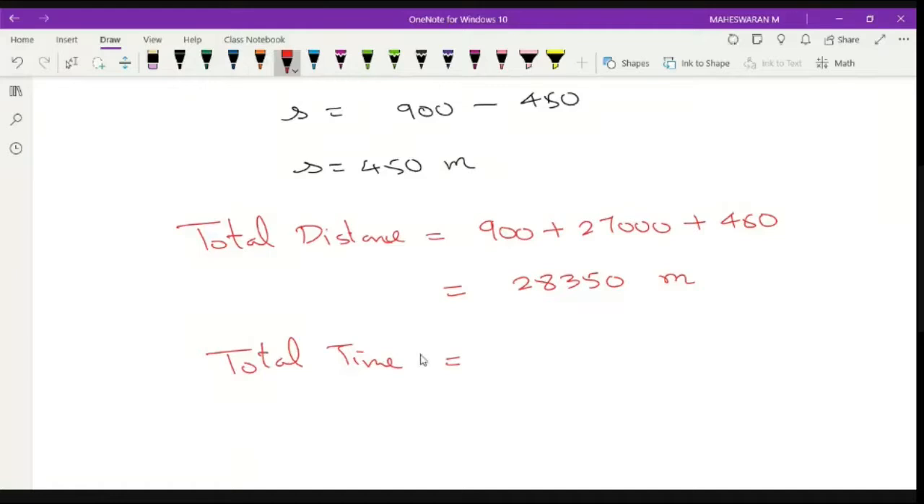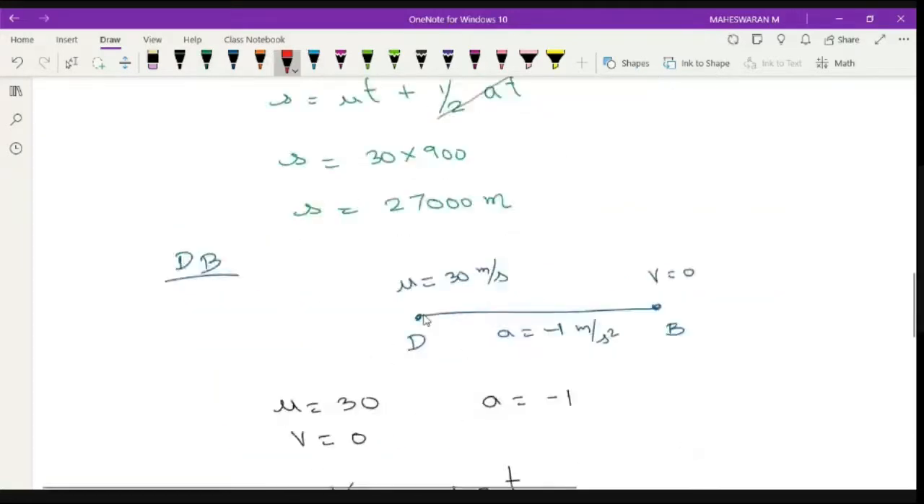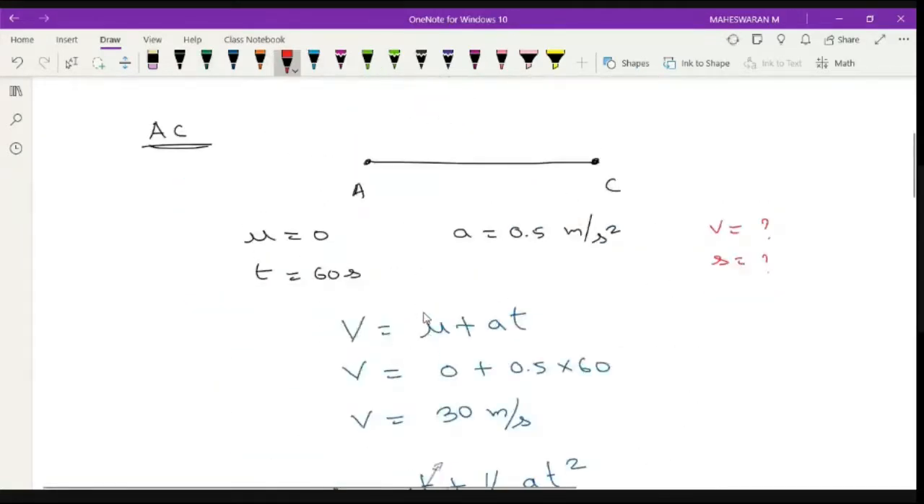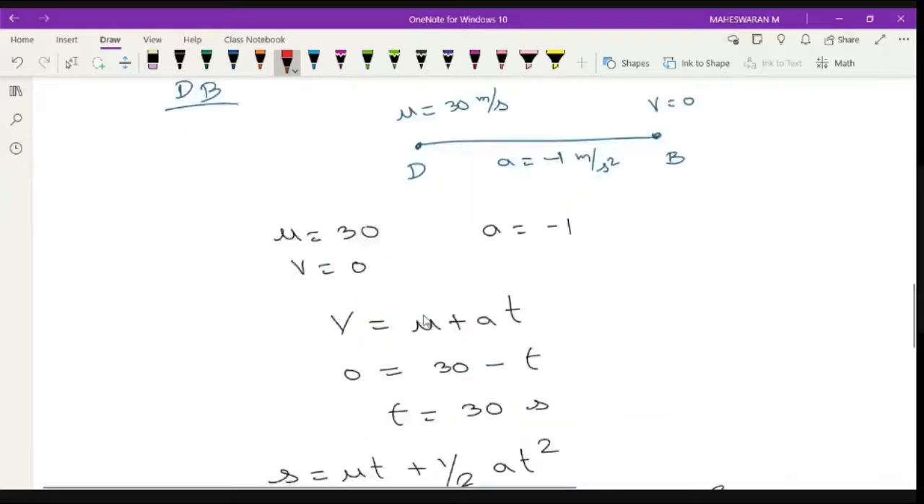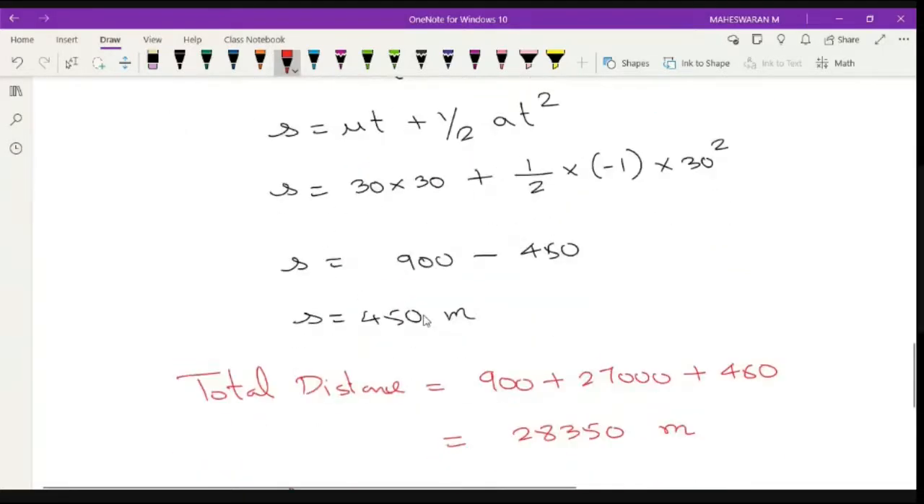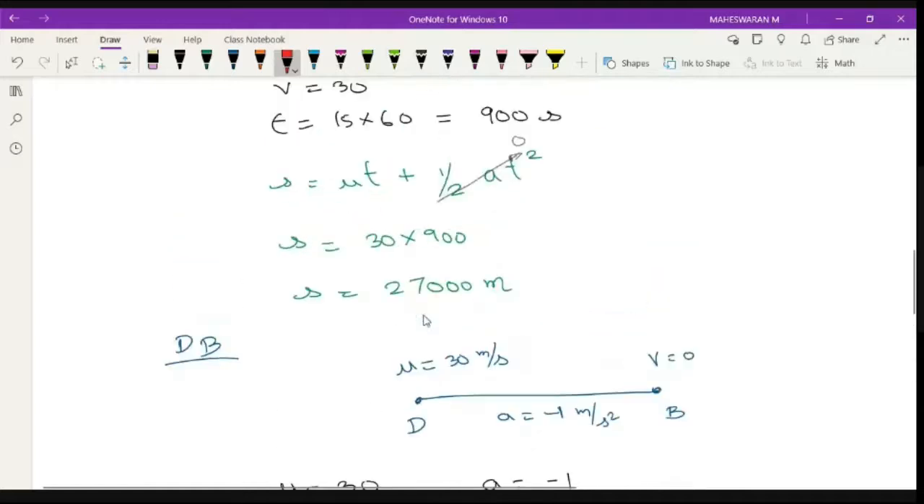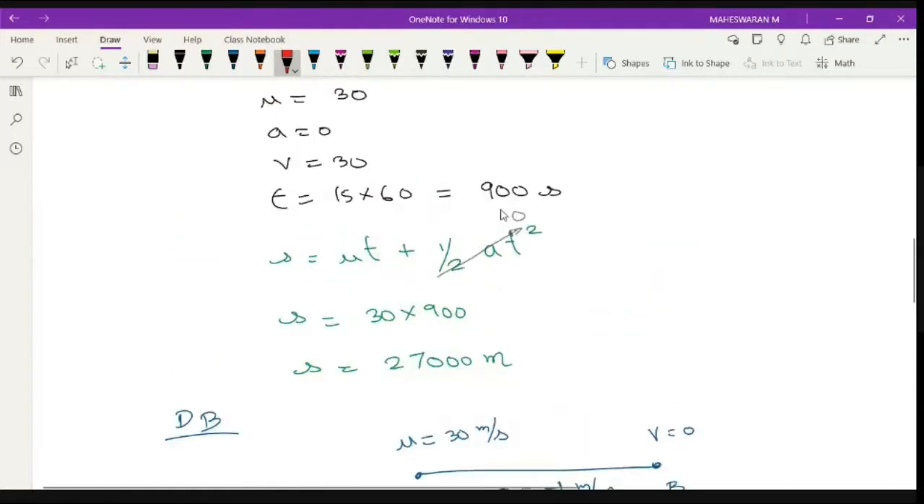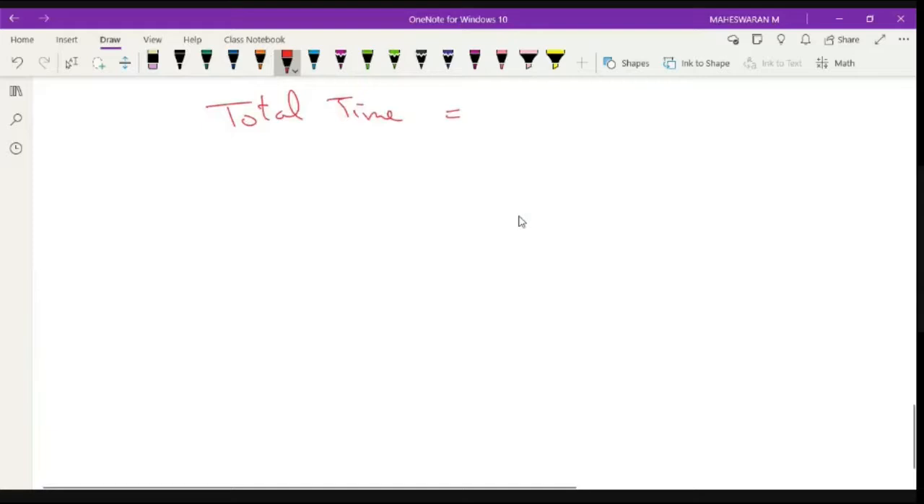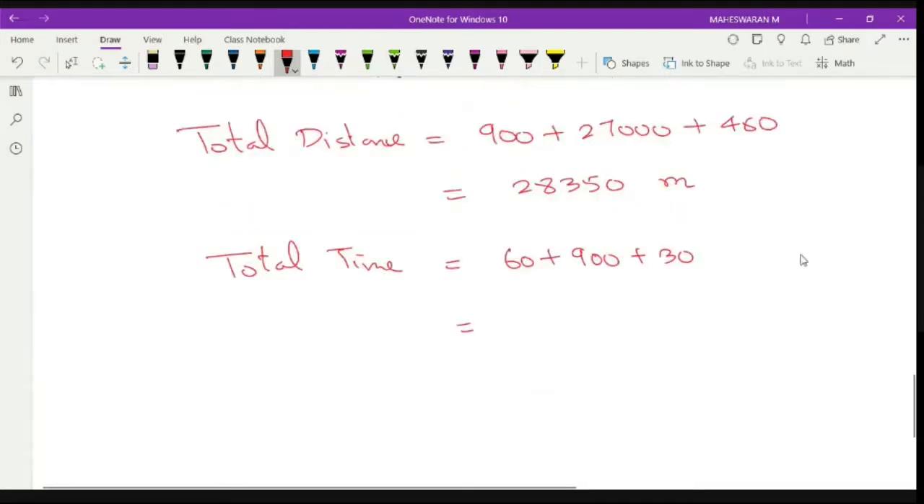It is not in the question, but we have to identify that also. Sometimes they may ask you. So in that case, I have to add all my time. So my first time is 60 plus 900 plus 30. So what is the value? 990 seconds.